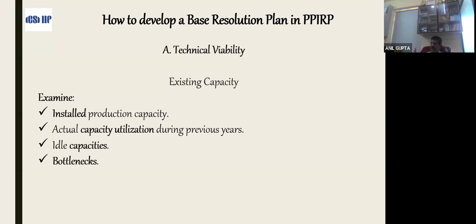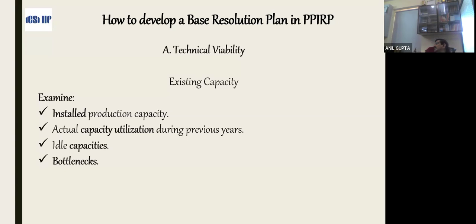The first one is technical viability. What is the existing capacity? What is the installed capacity of the company? What was the actual capacity utilization during the previous years? What is the ideal capacity? And what are the bottlenecks? If the company could have 100% capacity utilization, but at present has utilized only 30%, why is the company not using the remaining 70%?